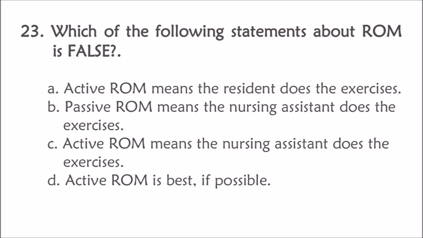23. Which of the following statements about range of motion, ROM, is false? A. Active ROM means the resident does the exercises. B. Passive ROM means the nursing assistant does the exercises. C. Active ROM means the nursing assistant does the exercises. D. Active ROM is best, if possible. The correct answer is C. Active ROM means the nursing assistant does the exercises.